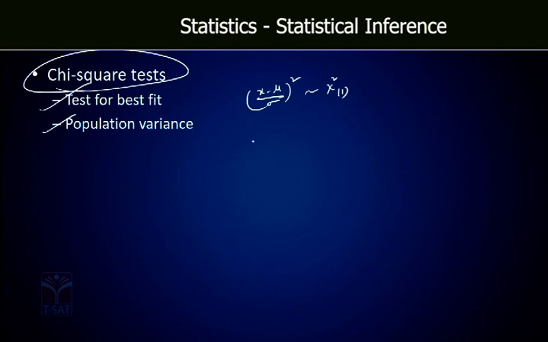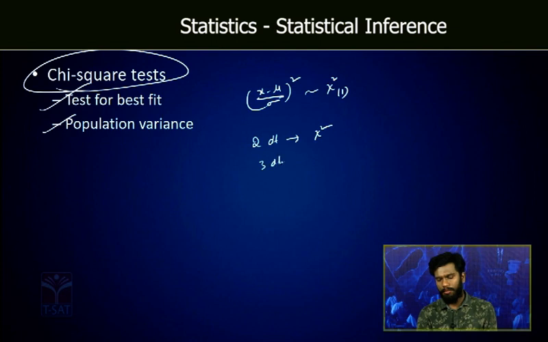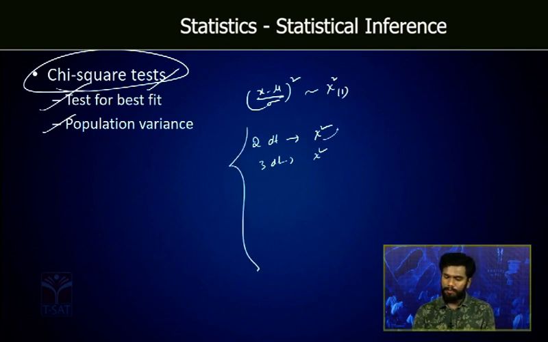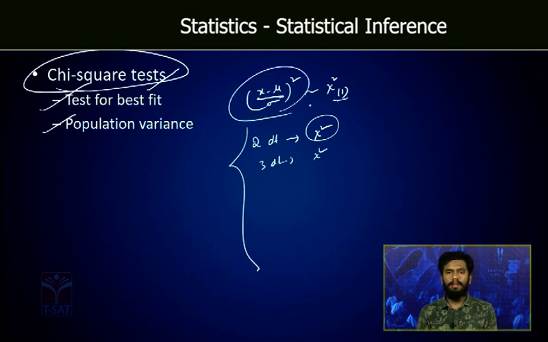See here, if there are 2 degrees of freedom, chi-square has a separate distribution function; if there are 3 degrees of freedom, a separate distribution function again. An important property of chi-square is that for each and every degree of freedom there is a special function for the chi-square. When the degree of freedom is 1, (x minus mu) by sigma whole square is a chi-square distribution with 1 degree of freedom.